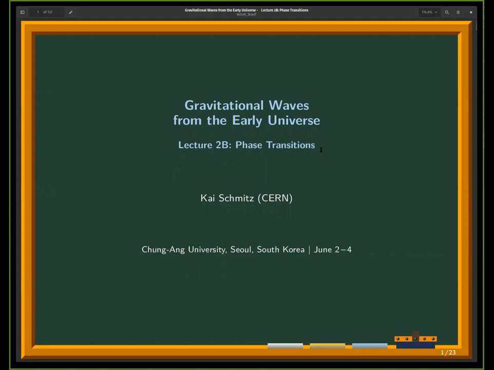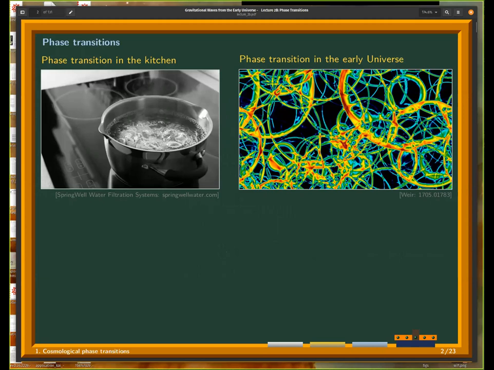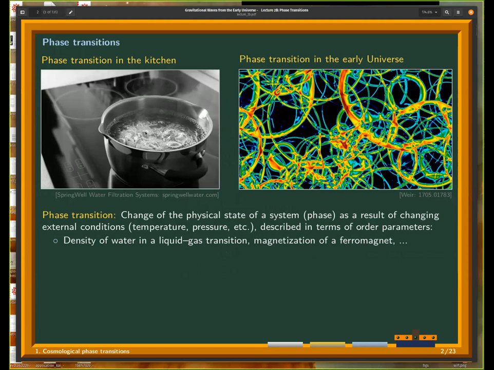Okay, let's get started. Right, phase transitions. We're all familiar with phase transitions in our daily life. For instance, in the kitchen, when we boil water and water transitions from a liquid phase to a gaseous phase. And something similar can also happen in the early universe when cosmological phase transitions take place. So in general, a phase transition is just the change of the physical state of a system, its phase, as a result of changing external conditions, for instance, temperature or pressure.